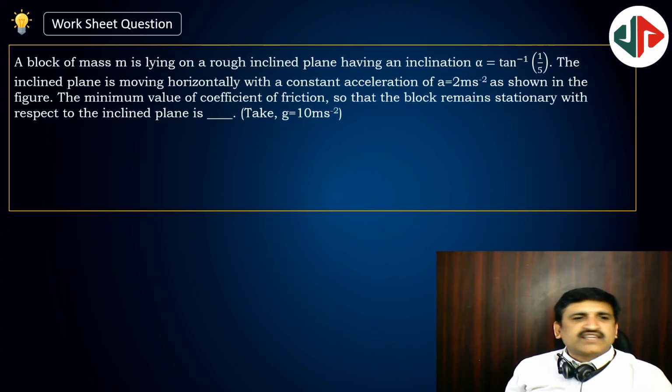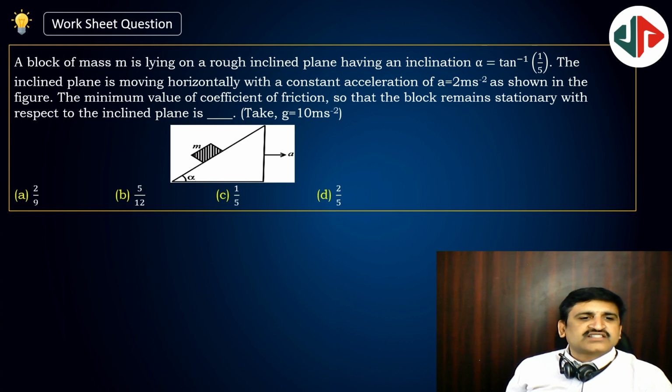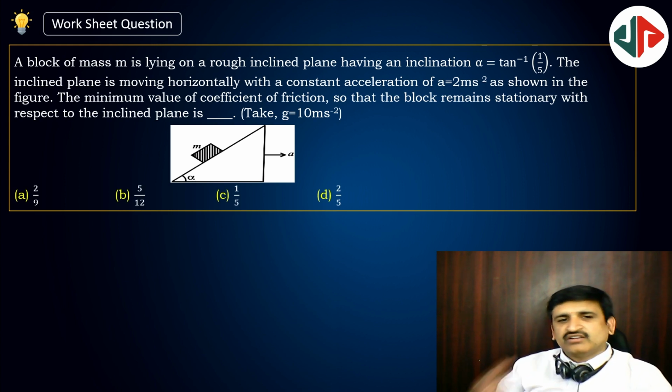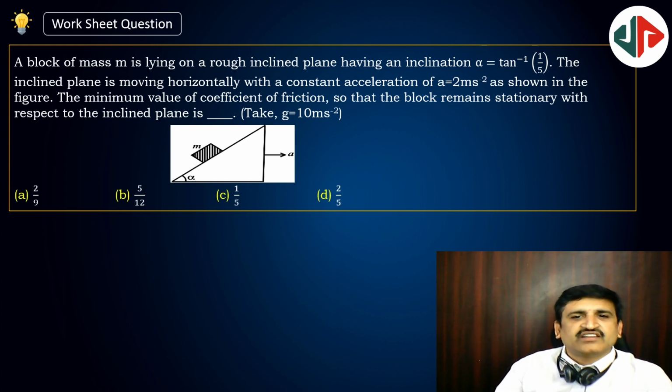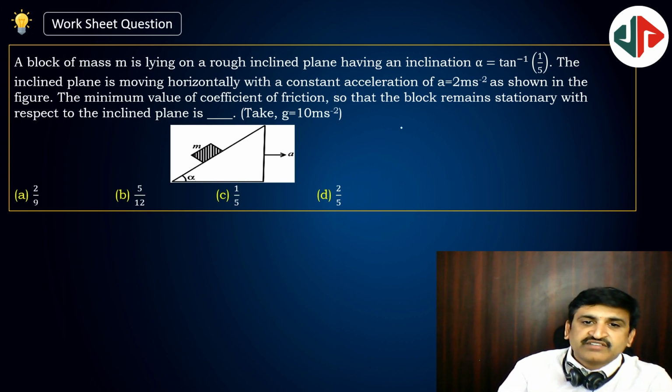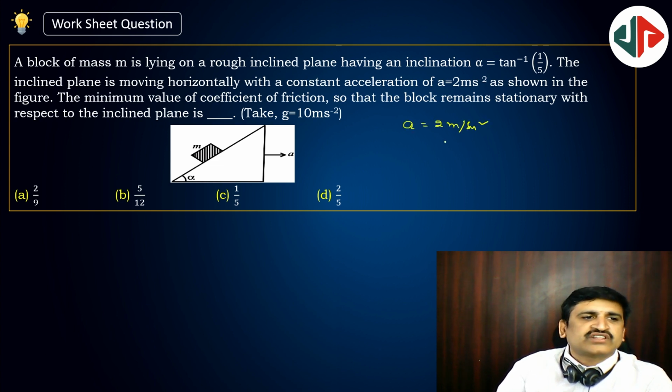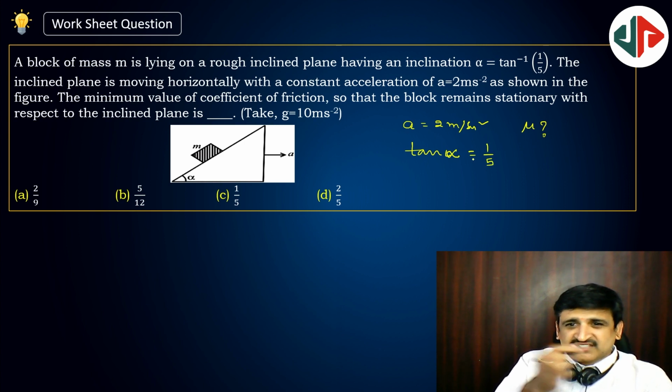Block of mass m lying on, okay, this is the story. The wedge is pulled with acceleration a on the right side, with 2 meters per second square. That is also given. Acceleration a is equal to 2 meters per second square as shown in the figure. The minimum value of coefficient of friction mu is equal to question mark. Tan alpha is given as 1 by 5. Okay, so the block remains stationary.